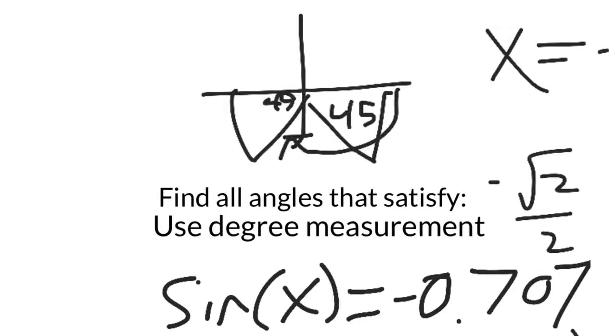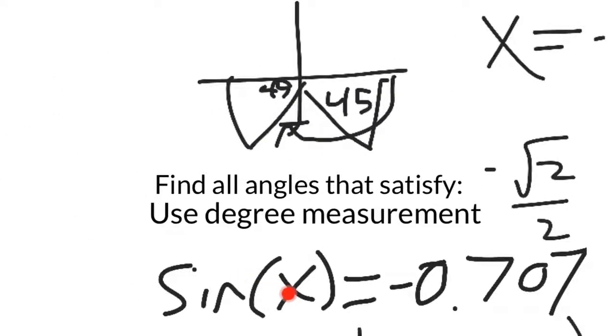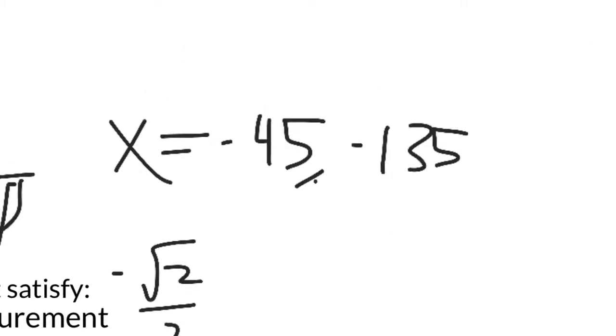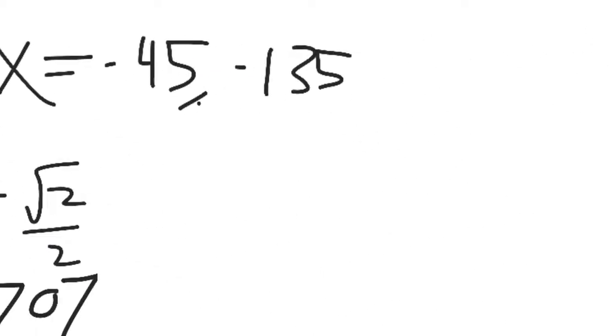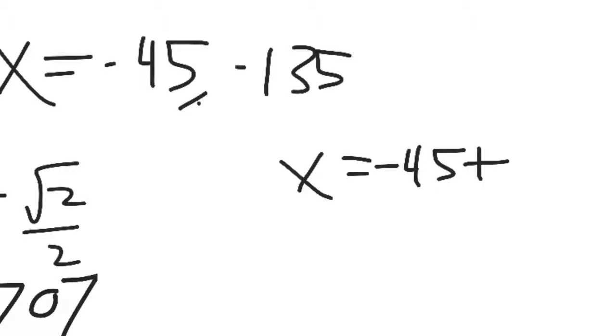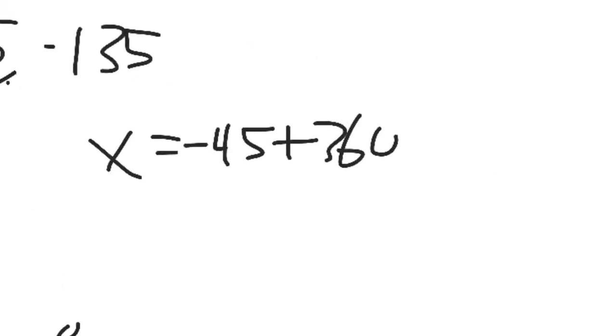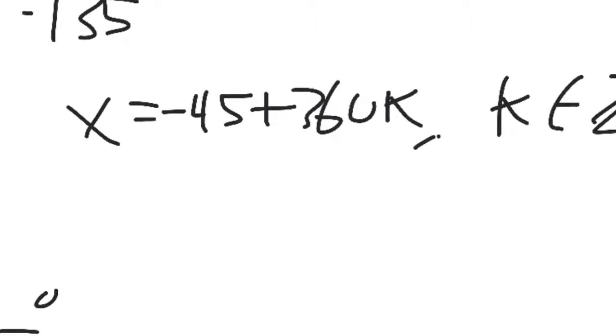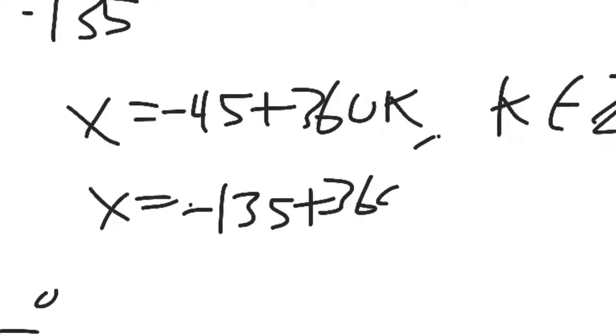But then there's going to be an infinite amount that make this true, because sine keeps repeating itself every 360 degrees. So for each of these, you could say your solution is negative 45 plus 360 times some k, where k is an integer. And you can do the same thing with the other one: x is negative 135 plus 360k, where k is some integer.